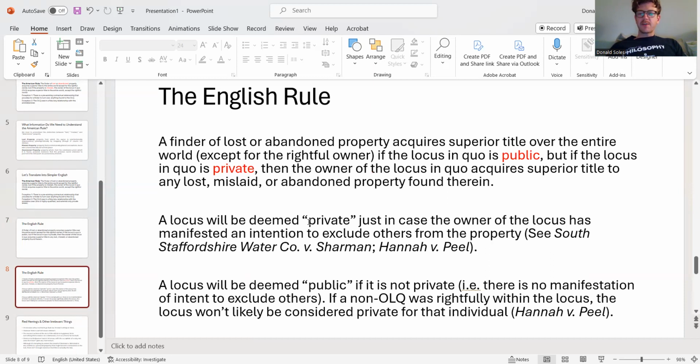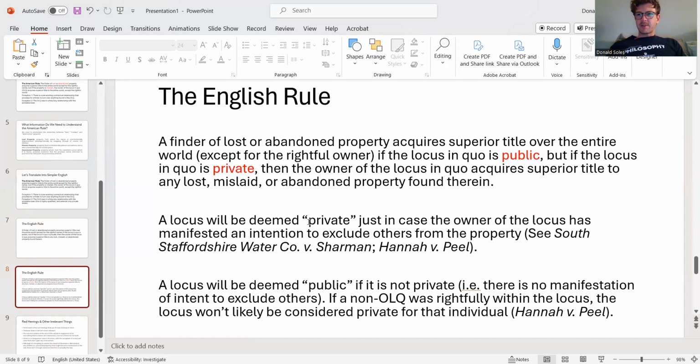Likewise, in Hannah versus Peel, we have kind of a negative example about these classifications, because what's going on there is that there is a landlord-tenant relationship in which Hannah was allowed to be in Peel's estate. And so it looks like if the finder, in other words, is rightfully in the place where he finds the property, then it looks pretty unlikely that the owner of the locus in quo will prevail.